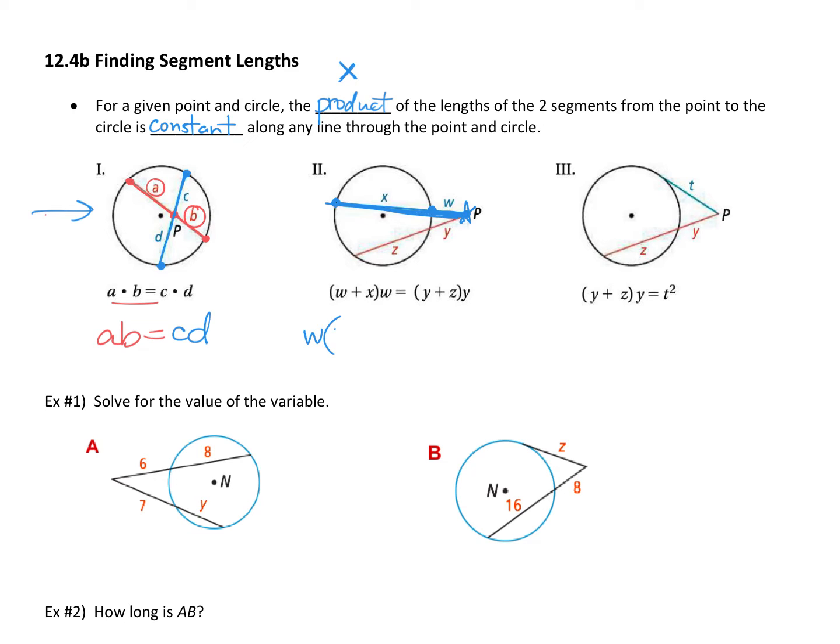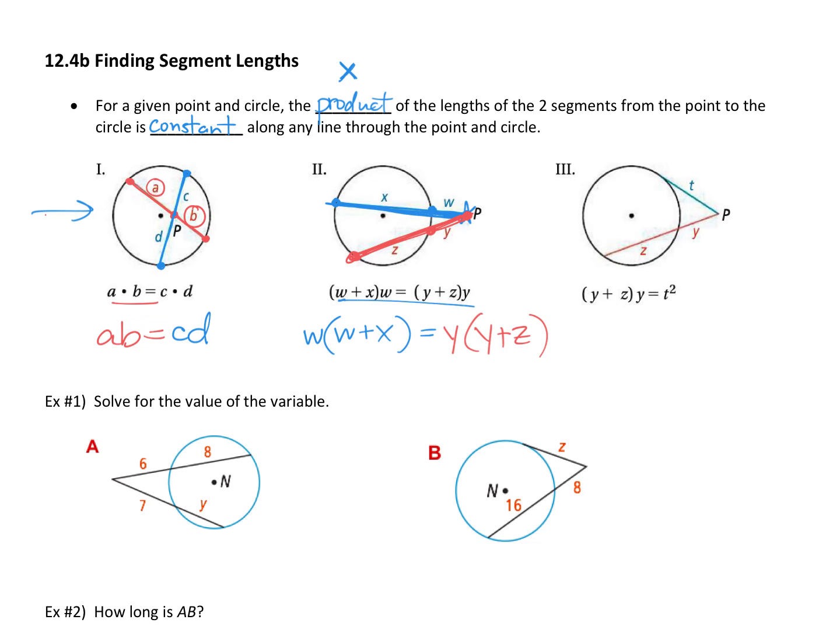So it's W times W plus X will equal, they write theirs different than I do. You may write it either way. On the bottom line then, from the point to the circle is a length of Y, and I need to multiply that by Y plus Z from that point of intersection to the other side of the circle.